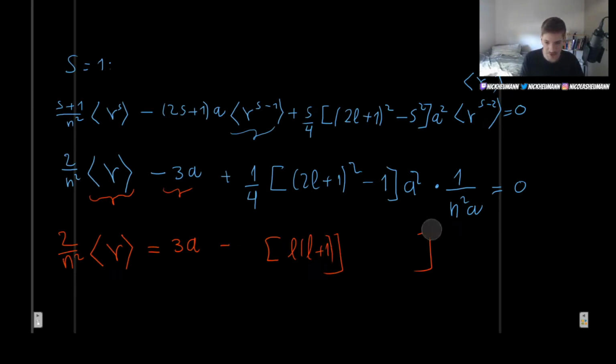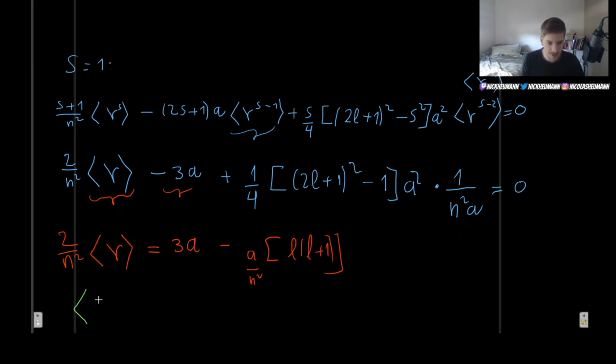And let's get rid of this. And of course, there is still an a squared multiplying it, and this is divided by n squared a, so the a squared will now simply be a, and we have to divide by n squared. Okay, now great, we just have to finish this up.